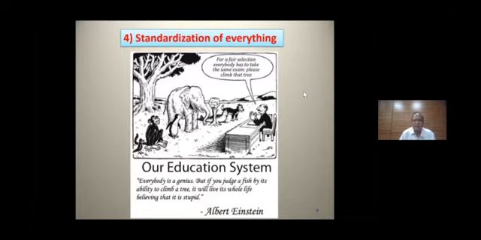There should not be age-wise promotion. There must be competency-wise promotion. Competency-based promotion must be incorporated in colleges. That is what I am proposing.